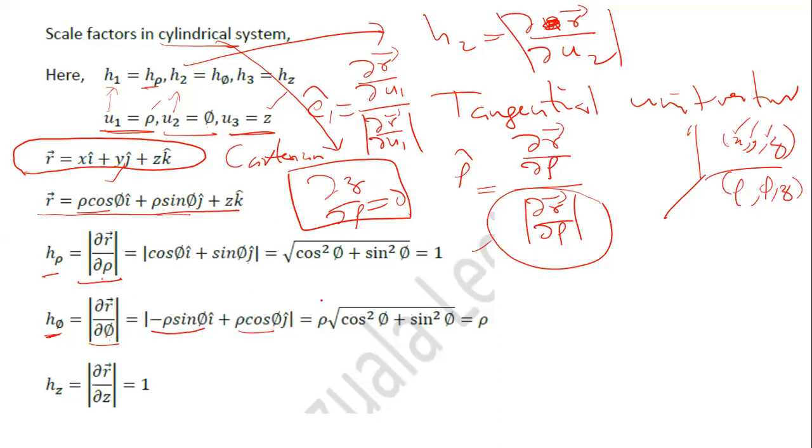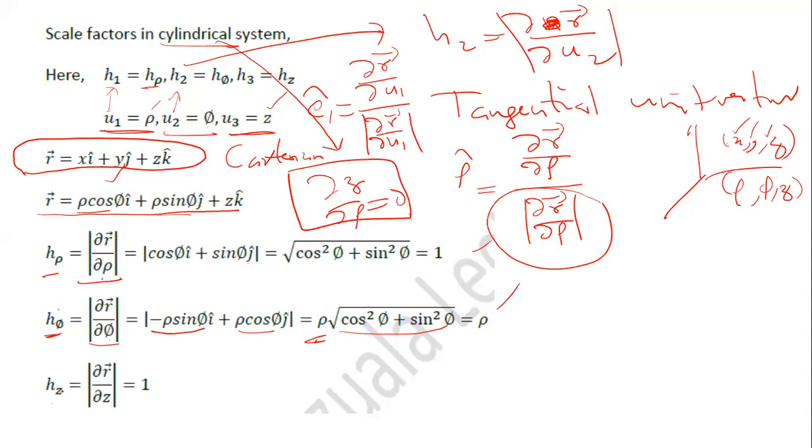If you take the magnitude of that, rho square sine square phi here, rho square cos square phi here. Rho square can be taken as common, and then you can take it out of the square root. So from the square root, it will be rho. Sine square plus cosine square is 1 again. So this is what you get. The scale factor h phi is this.